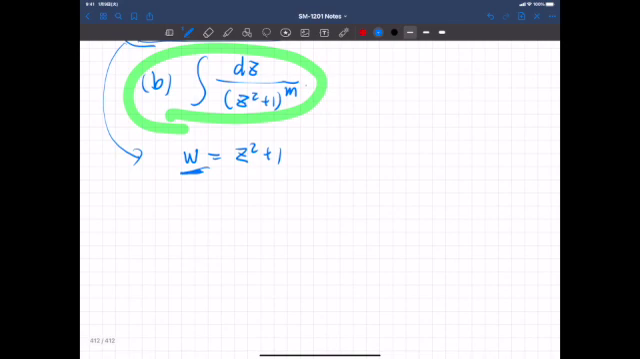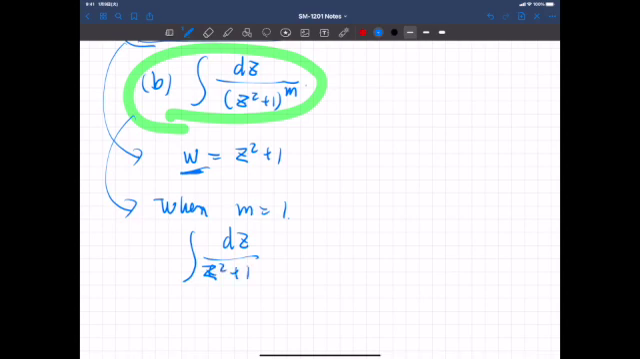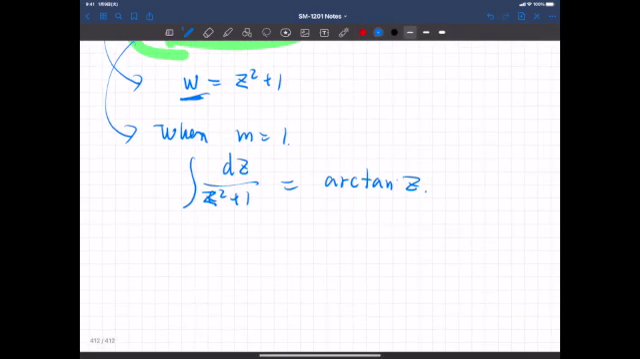And for part B, for this one, we need to separate two cases. First, when m is equal to 1, in this case, this integral is this, 1 over z squared plus 1. So that is arctangent, as we already know. Not x, it's z. And when m is greater than or equal to 2, then it's a little bit different.